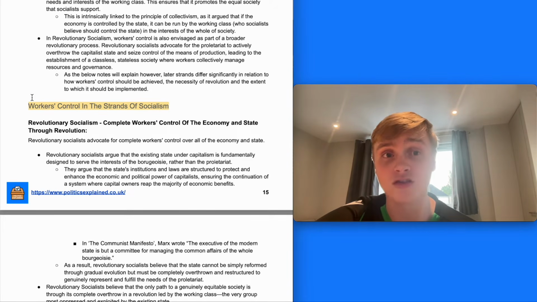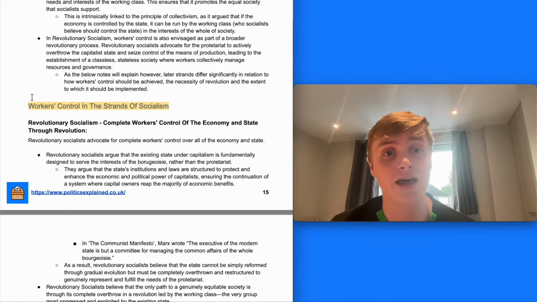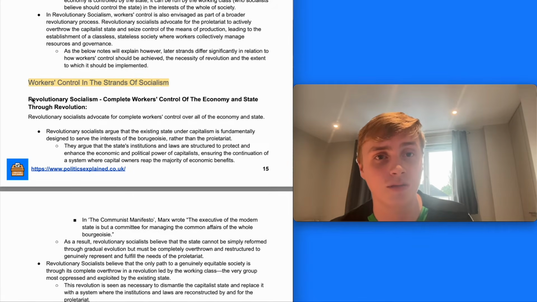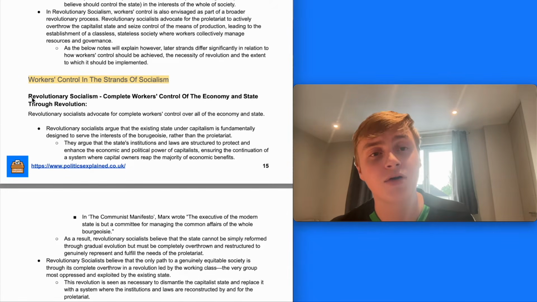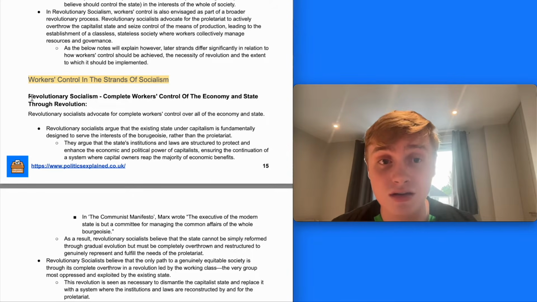In revolutionary socialism, worker control is envisaged as part of a revolutionary process, where they advocate for the proletariat to actively overthrow the capitalist state and seize control of the means of production. But the later strands, as I'll explore in a bit, differ significantly on how workers' control should be achieved, the necessity of revolution, and the extent to which it should be implemented.